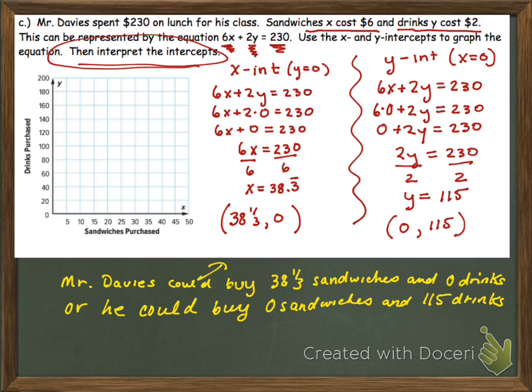So when we're looking at that graph, we're looking at all those possibilities. So we want to graph (38 1/3, 0). So you're going across to about 38 1/3, and then 0. And (0, 115). And then you're drawing the line in between those, which shows all the possibilities that he could spend on to spend his $230.